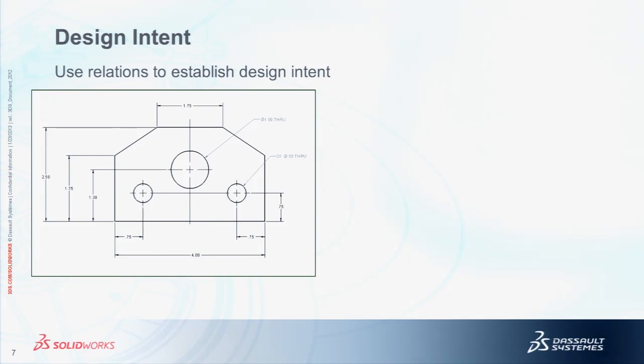Okay, using relations to establish design intent. This is the big thing. Given this figure, we have a center line in the middle. Obviously, the idea is this 175 length has got to be in the middle. Not only that, we've got a couple of holes which are equal, and we also have a height of 175 on each end that has to be maintained. Given these dimensions, what is the sketch going to look like?